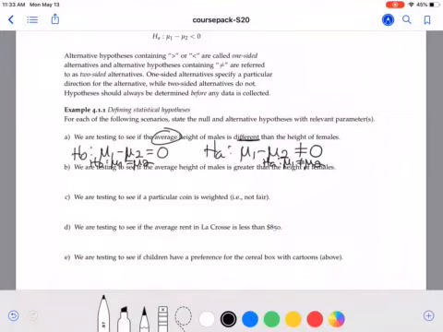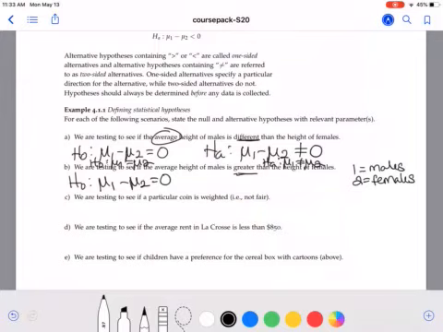In part B, we're looking at the average height of males as greater than the height of females. And so for this, we need to identify which one we're calling group 1 and group 2. So let's let group 1 represent the males and group 2 represent the females here. So if I am looking at comparing these two, again, I test if the difference is 0, or equivalently if mu1 and mu2 are equal.